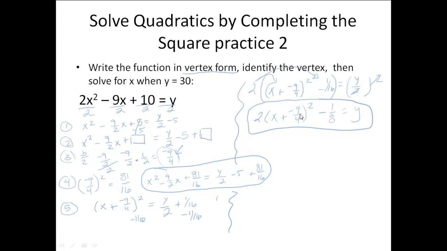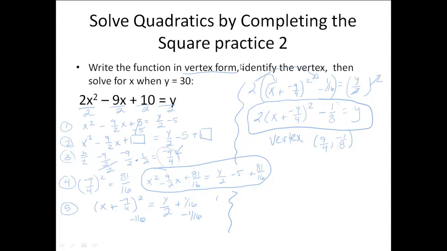Next thing it says, identify the vertex. Well, if you recall, from vertex form, we can pull the numbers for the vertex right out of the equation. So I look at this first one right here, the 9/4, and remember that it's always the opposite of whatever is inside here. So since it's a negative 9/4, my vertex would be at positive 9/4. And then my y value is whatever is in the k position over here. So it would be negative 1/8. So the vertex comes directly off of the equation.